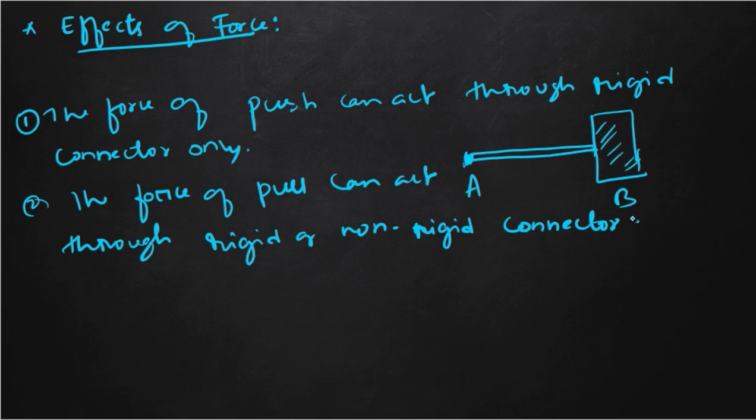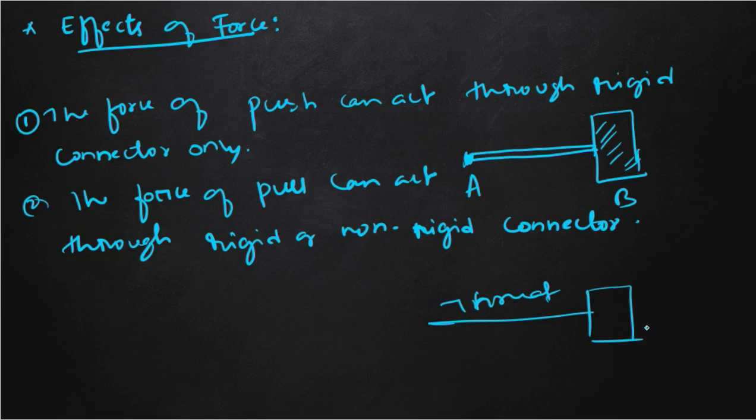Clear? For example, we can push a cart directly with our hands or by using a handle, which is a rigid connector. However, we can pull the same cart directly with our hands, or using a handle, which is a rigid connector, or using a rope, which is not a rigid connector. We cannot push with a rope. Suppose this is a cart or a stone, and this is a thread.